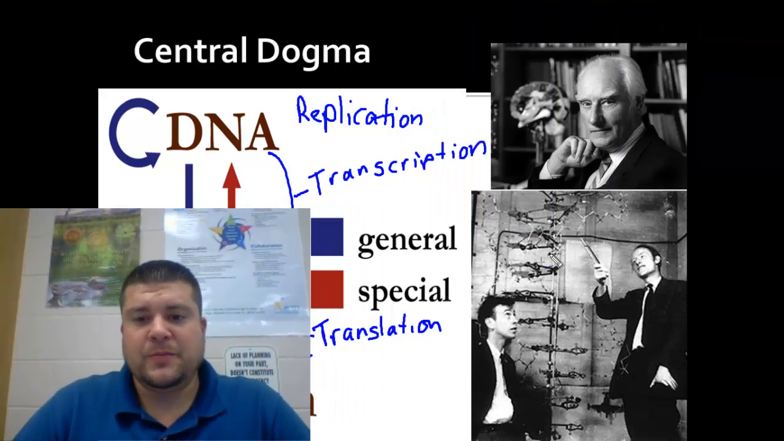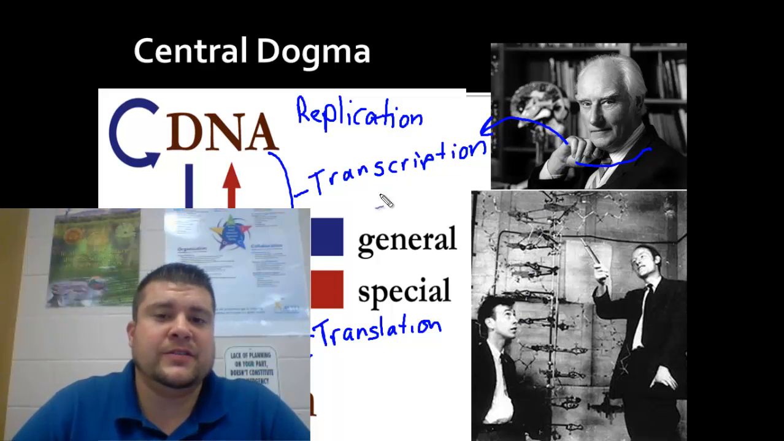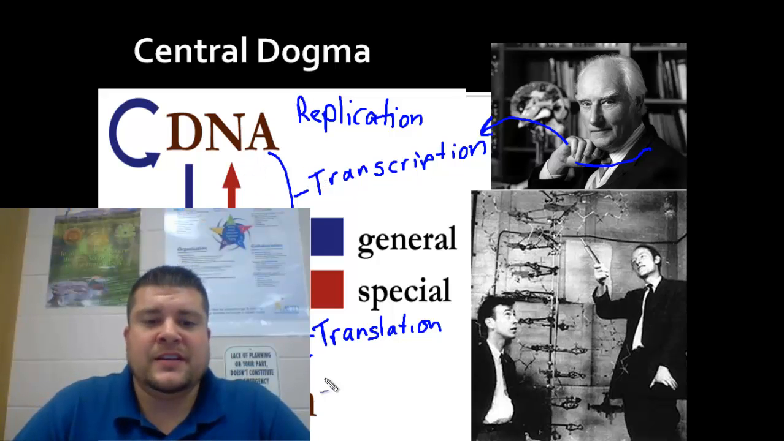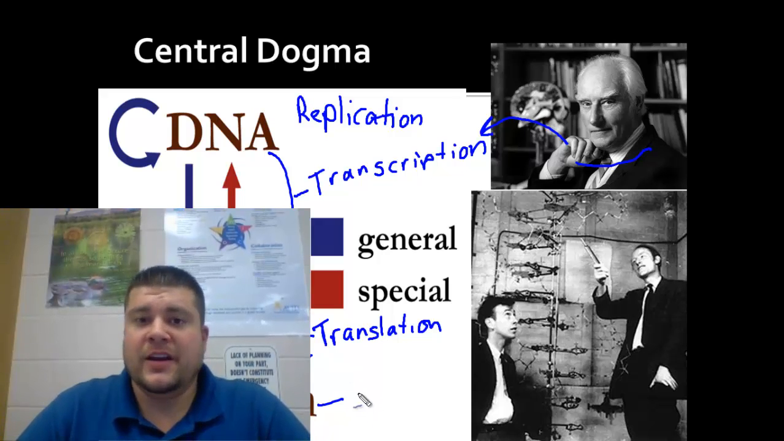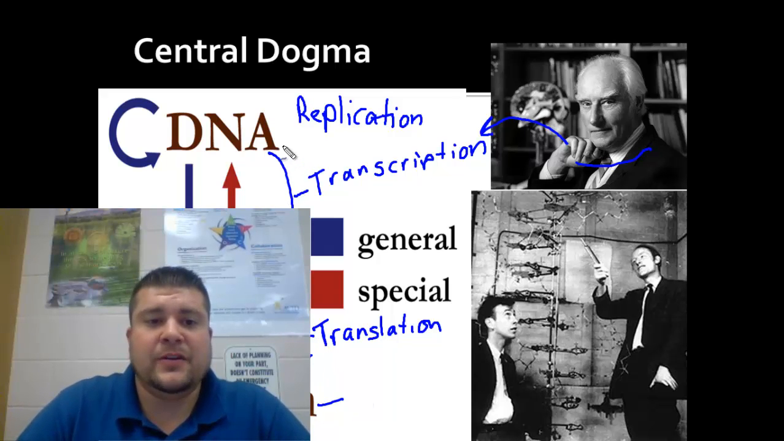Watson and Crick were the first people to discover the structure of DNA, but it was Francis Crick right here who actually came up with this central dogma. So once he figured out the structure, he wanted to know what that means into making human beings. So when we make proteins, that is everything that makes us us. Your skin, your hair, your nails, everything. They're all made from proteins that came from your DNA.